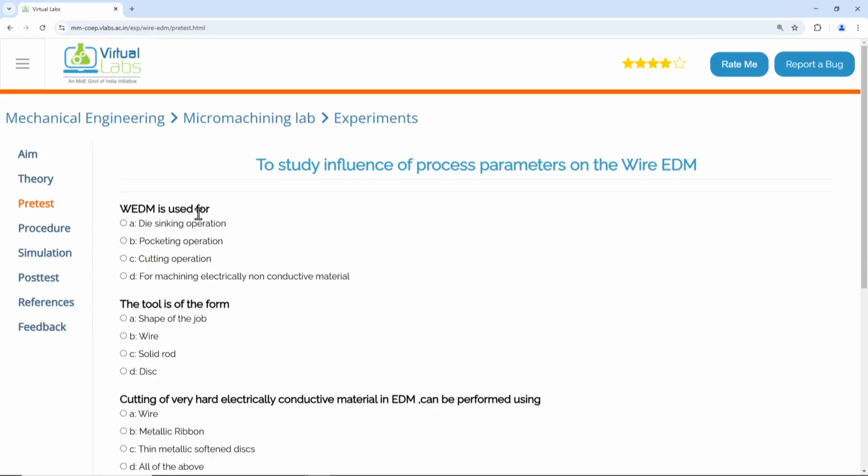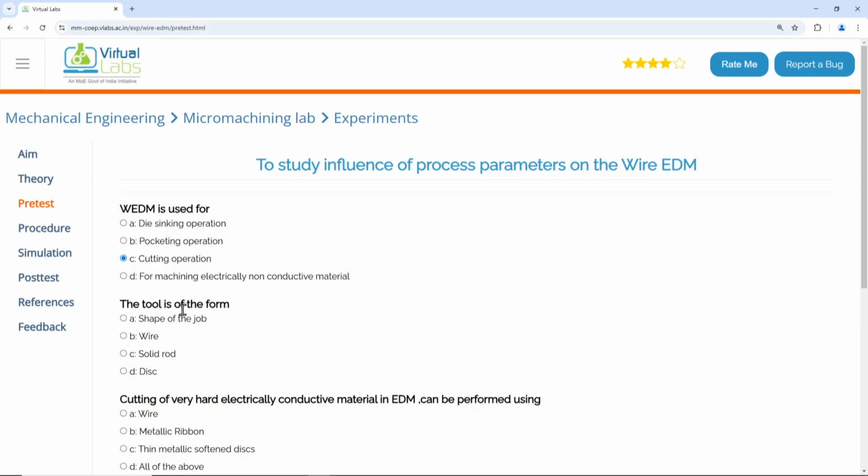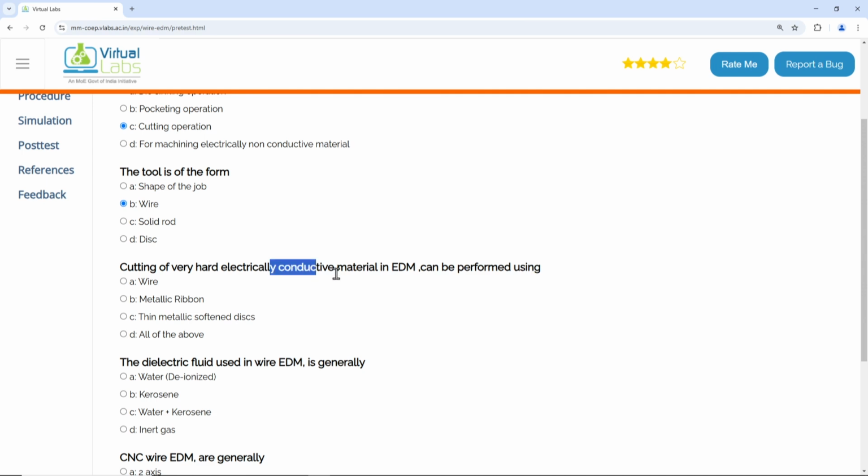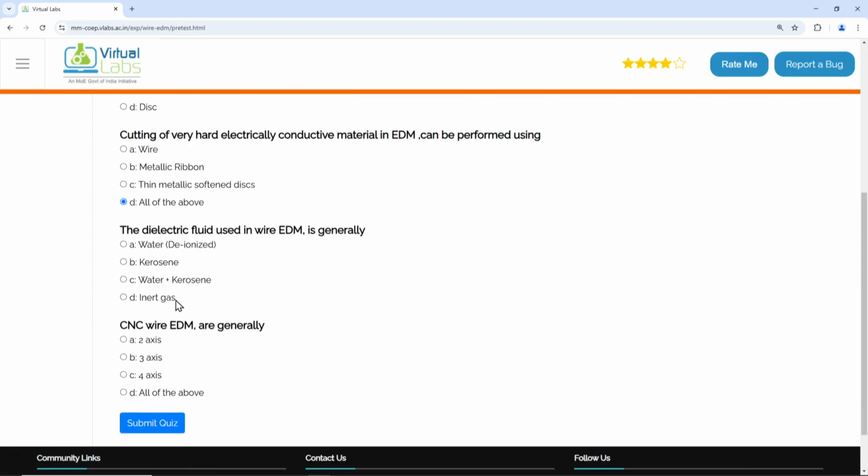Wire EDM is used for die sinking, pocketing, majorly for cutting. Here we have a wire, which is also our electrode, and the material is just passed through it. It cuts the material into two parts, so the cutting operation is majorly there. The tool is in the form of a wire in wire EDM. Cutting very hard electrically conductive material in EDM could be performed using wire, metallic ribbon, or thin metallic softened disc. Yes, all of these could be used. The dielectric fluid used in EDM is generally deionized water.